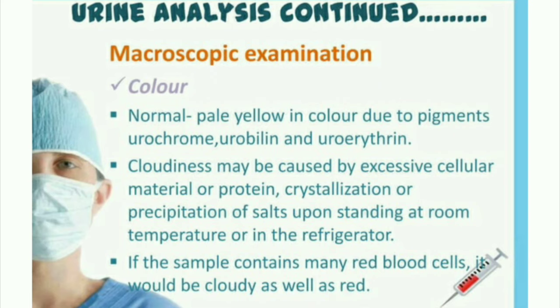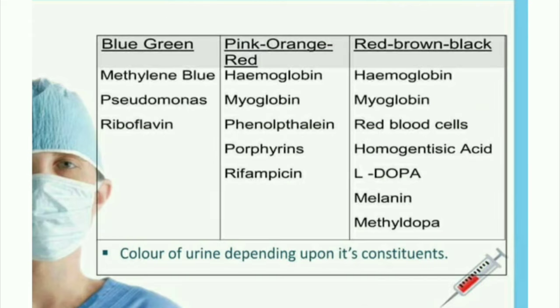In urine analysis, microscopic examination, the color is one of the top viewpoints that we see. Urine is normally pale yellow in color due to the pigments urochrome, urobilin, and uroerythrin. Cloudiness may be caused by excessive cellular material or protein, crystallization or precipitation of salt upon standing at room temperature or in the refrigerator. If the sample contained many red blood cells, it would be cloudy as well as red.